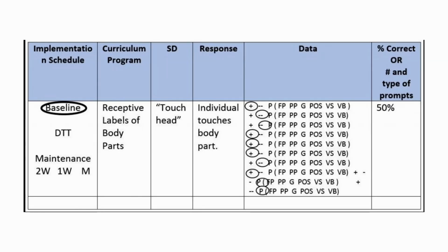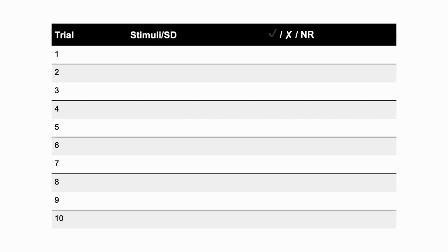So we are going to move touch head into DTT, where we'll be prompting, providing reinforcement to train them to always touch their head when someone says touch head. Okay? So that's that data sheet. Here's an empty one. Yours might look like this. You put the stimulus touch head, you put correct, incorrect, no response, and you have 10 trials.